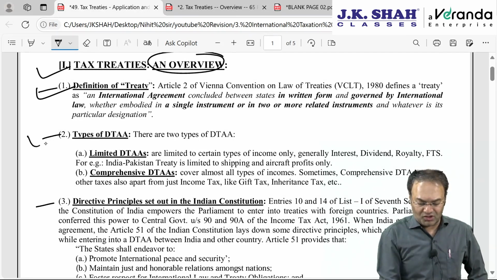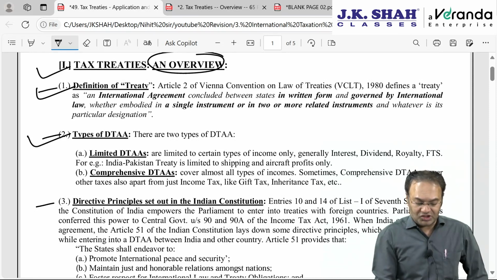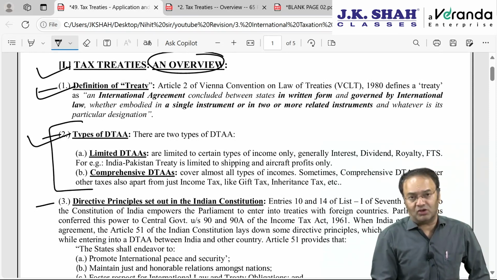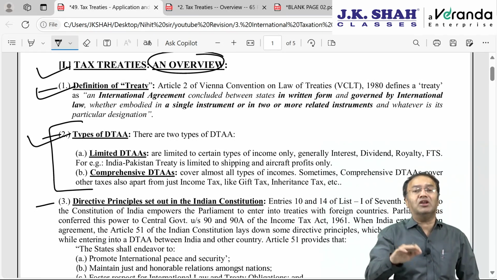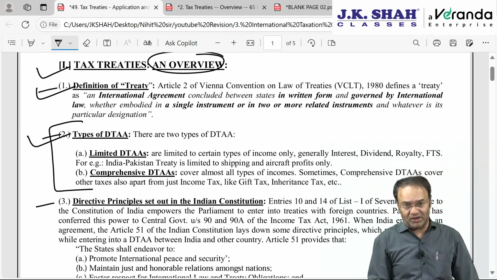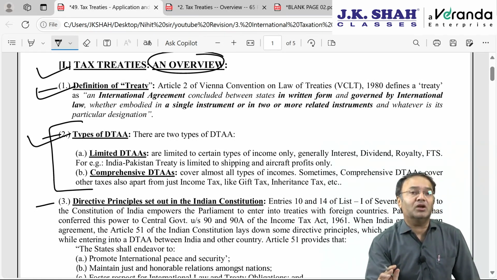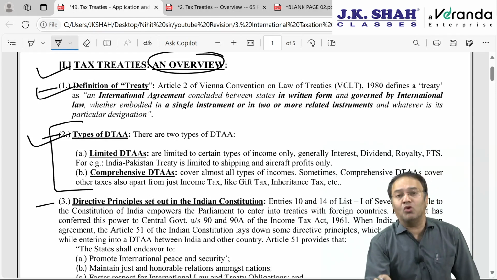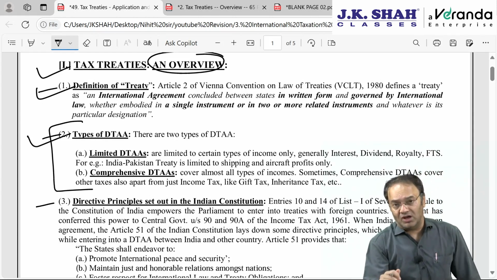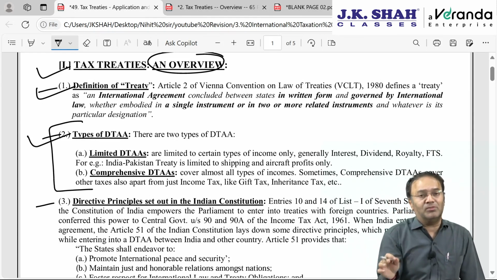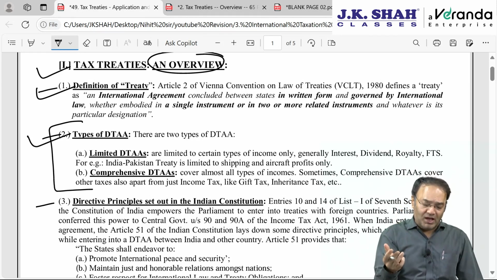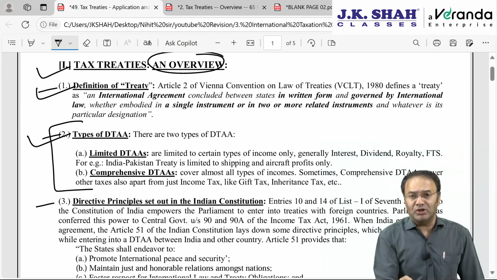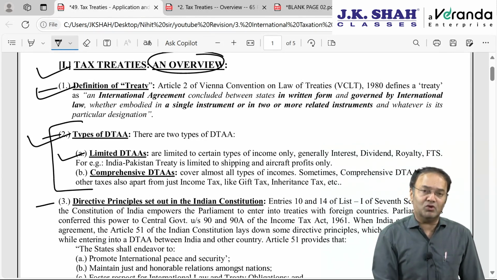So definition is over. Second, 2 types of DTAA. This is interesting. This can come in the form of MCQ. There are 2 types of DTAA which we discussed in the DTAA chapter also: limited DTAA and comprehensive DTAA. What is limited? In limited DTAA, there will be mention only of limited incomes, ideally passive incomes. The agreement between 2 countries will be only for dividend, interest, royalty, FTS, or at the max capital gain. It is limited to certain incomes. Tax rates will be given only for certain income.